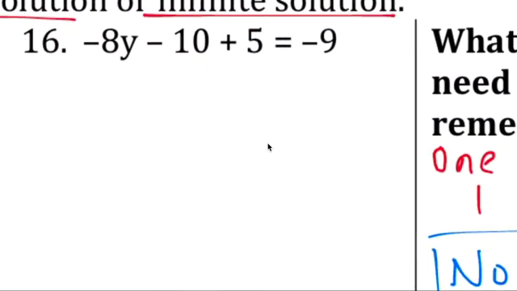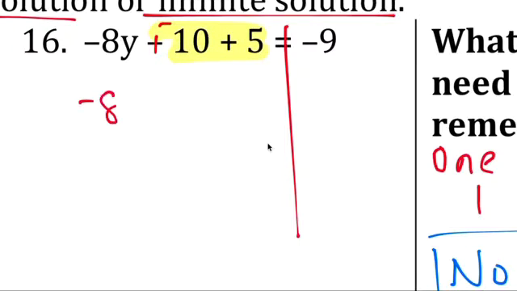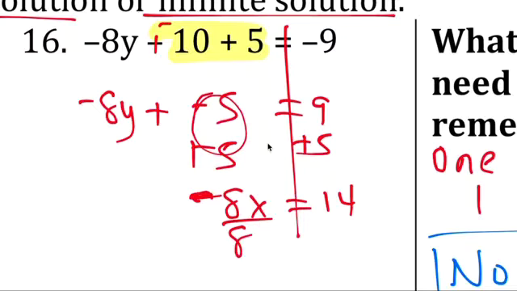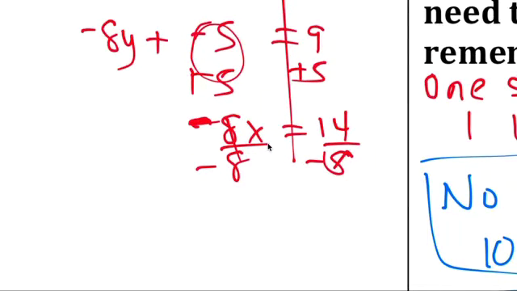Okay, and then here, additive inverse. Oh, these are alike. Get negative 8y plus negative 5. Add 5. Divide by 8. Negative. You get x equals negative, reduced by 2, 7 over 4. One solution.